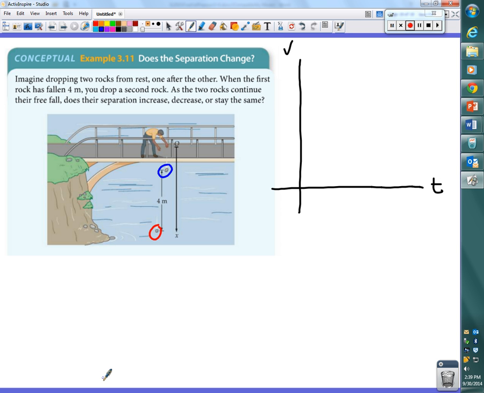All right. What's the red rock's velocity graph going to look like for this situation? It's going to start from 0 because what was the rock doing right when we let it go? Nothing. And then, like we talked about, what happens to the velocity of that red rock as it falls? It's constantly increasing because it experiences a constant acceleration. Okay?